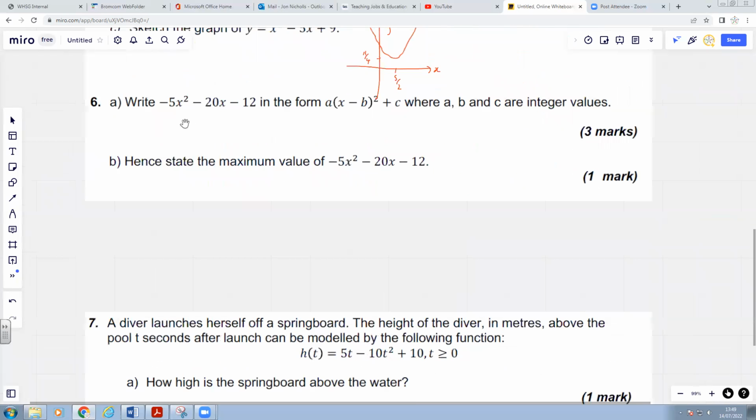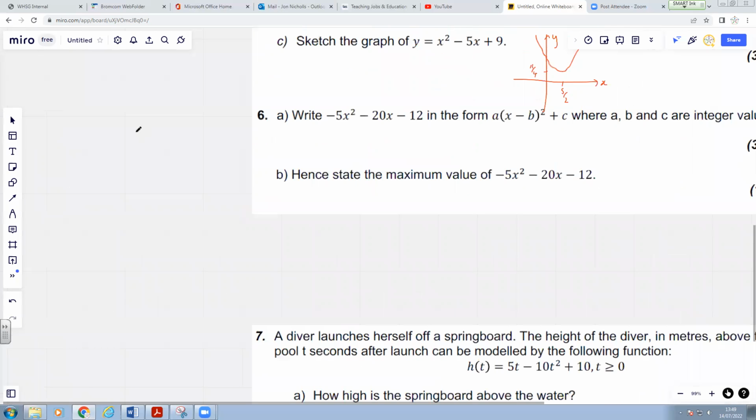Number 6, we're getting there. Minus 5x squared minus 20x minus 12. They want it in complete square form. This looks awkward, but let's do it. I'd probably start by dividing everything by minus 5. Now that bit and that bit's okay, but minus 12 divided by minus 5 would be 12 over 5, which would be 2.4. I'm going to write it as 12 over 5. And then just check at the end. That times that gives me that. That times that gives me that. That times that gives me the minus 12.